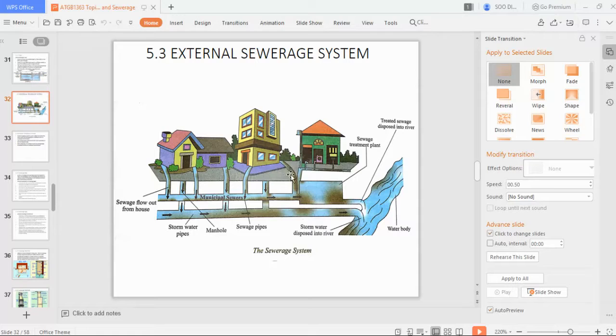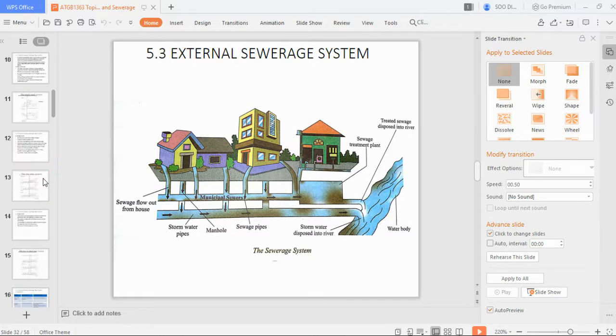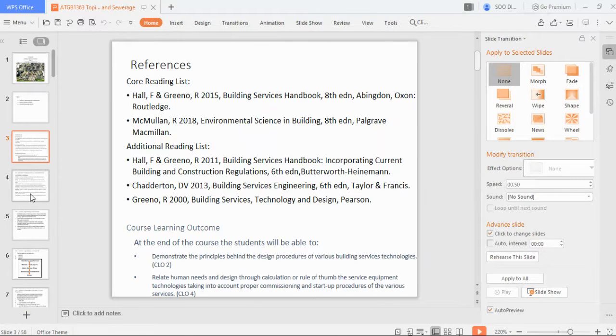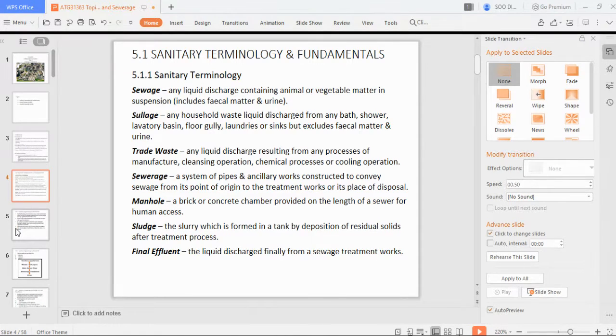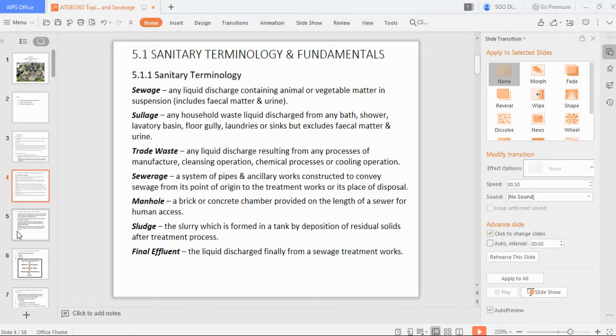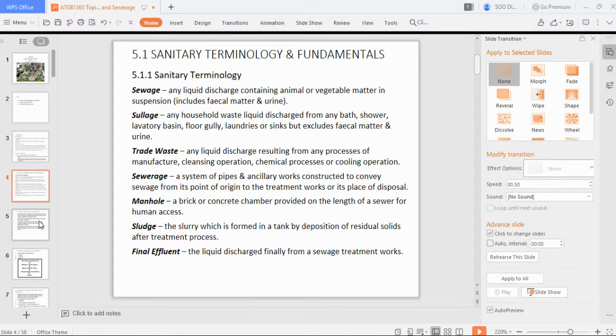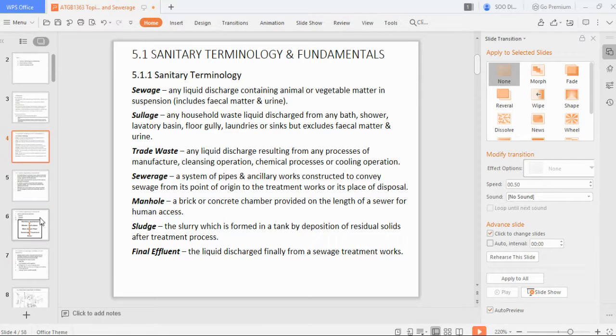So continue on to part two of your topic five, the sanitation and sewerage. In the first part, we learned the introduction of this topic of sanitary and sewerage, and what the origin of sanitary and sewerage is. So the origin comes from civilization.